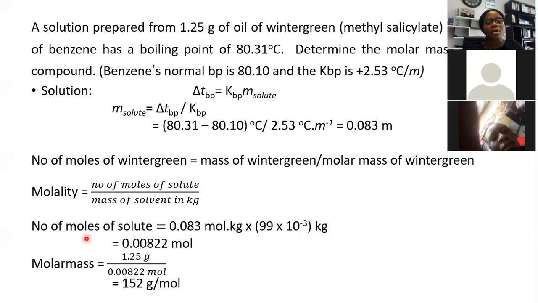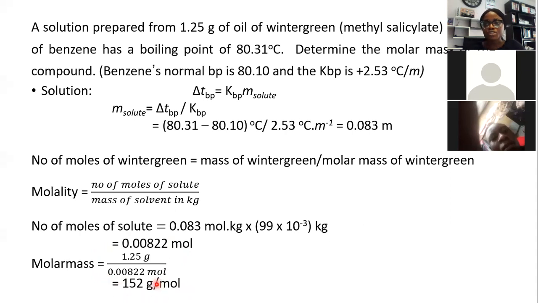Now, when we work that out, the number of moles is equal to 0.00822 mole. Once you get your number of moles, it's easy for you to get your molar mass. Remember that general formula, that very popular formula: number of moles is equal to mass divided by molar mass. If you made molar mass the subject of formula, it becomes molar mass is equal to mass divided by number of moles. When you do that, your answer would be 152 grams per mole.